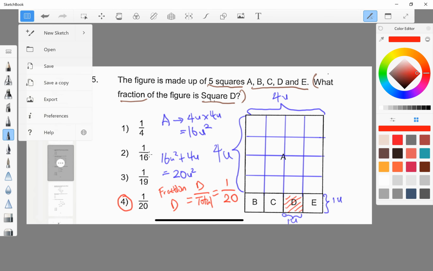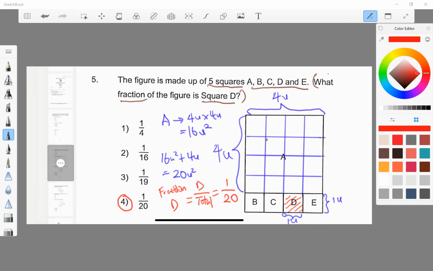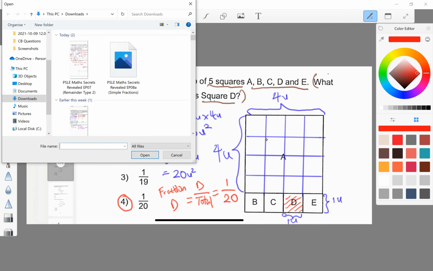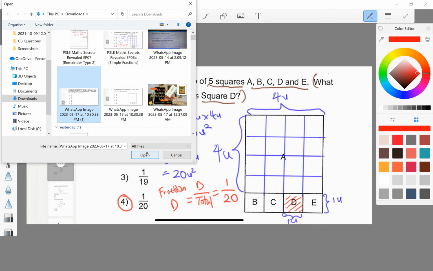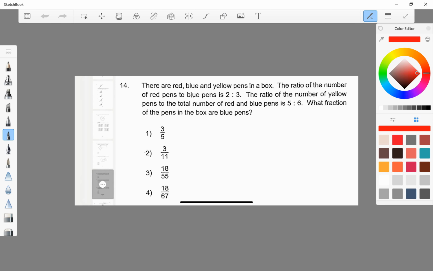Okay, next question. So are we ready? I'm sure you are ready. So the next question will look something like this. Alright. So in the question itself, there are red, blue, and yellow pens. Okay, let us do our annotation. Red, blue, and yellow pens that we use for writing.